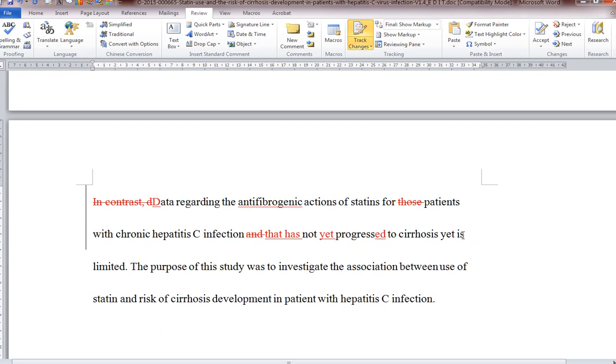To cirrhosis is limited. Okay. Data in most academic contexts is plural. The singular use is datum. Okay, data regarding this for patients with this infection that has not yet progressed to cirrhosis yet are. Okay, yeah, this yet is not necessary, obviously.